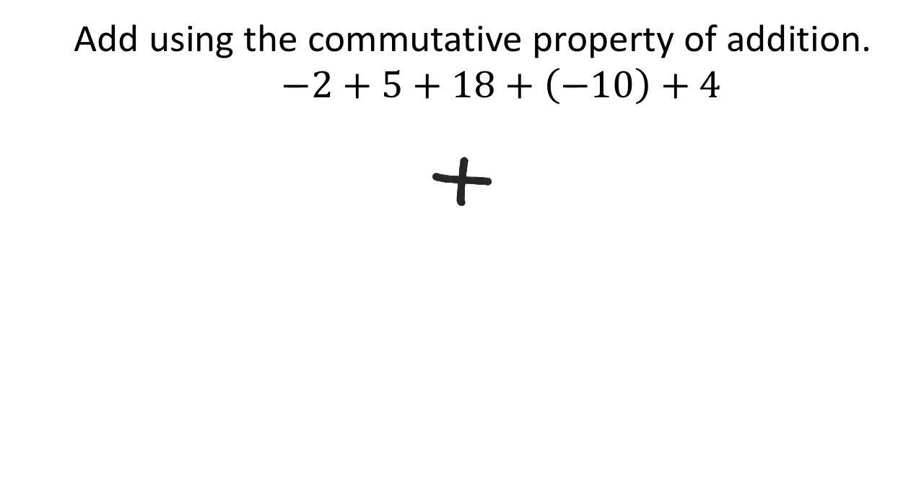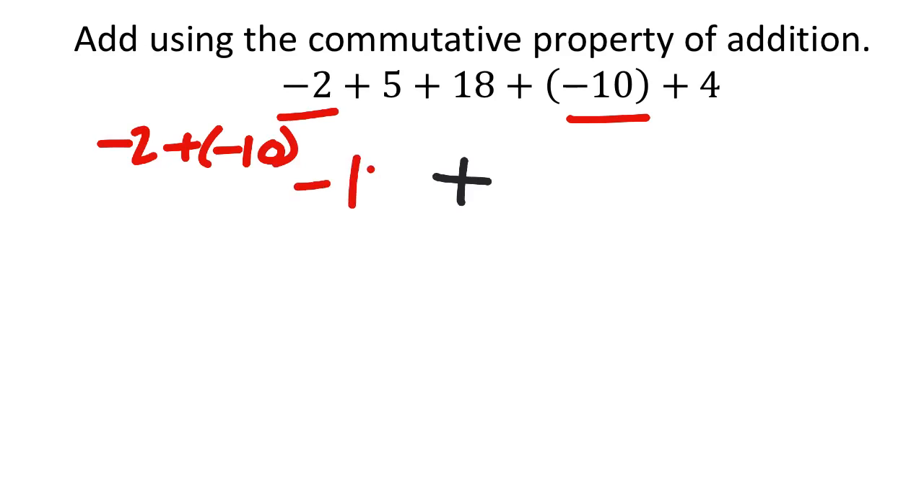Now, the commutative property allows us to move values. When we use it, we're going to look specifically at values with the same sign, particularly negatives and positives, of course. So I'm looking at the negative 2 and also the negative 10, right? And I move those together so I can add them. Negative 2 plus negative 10, so we know it's going to be negative, and then 2 plus 10 is 12. So I get a negative 12 from the negatives.